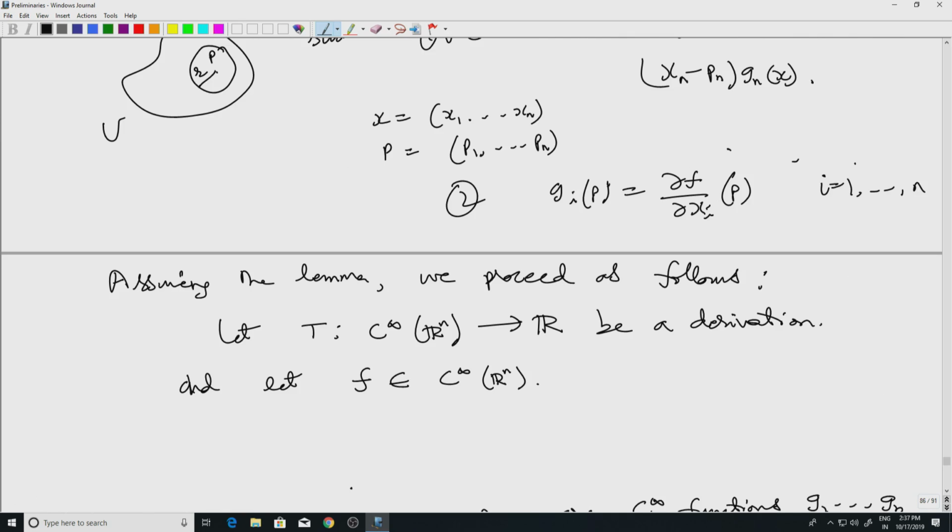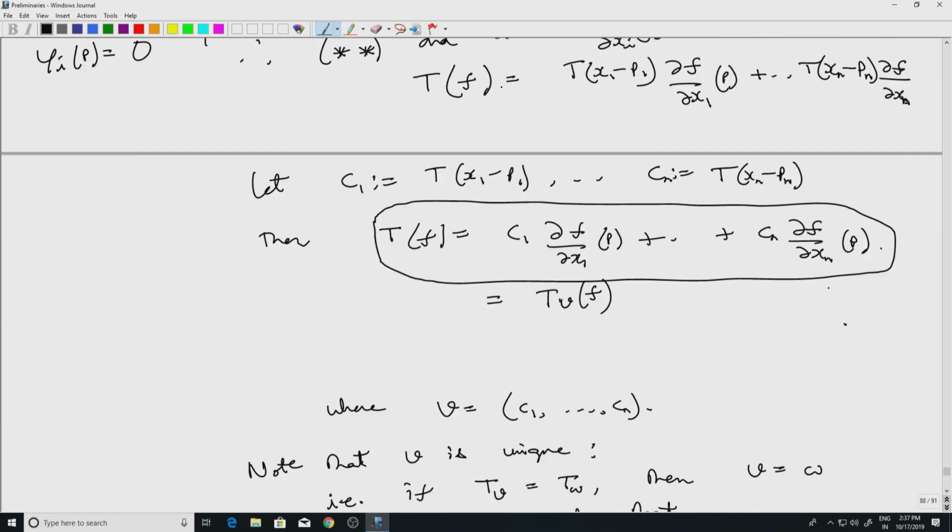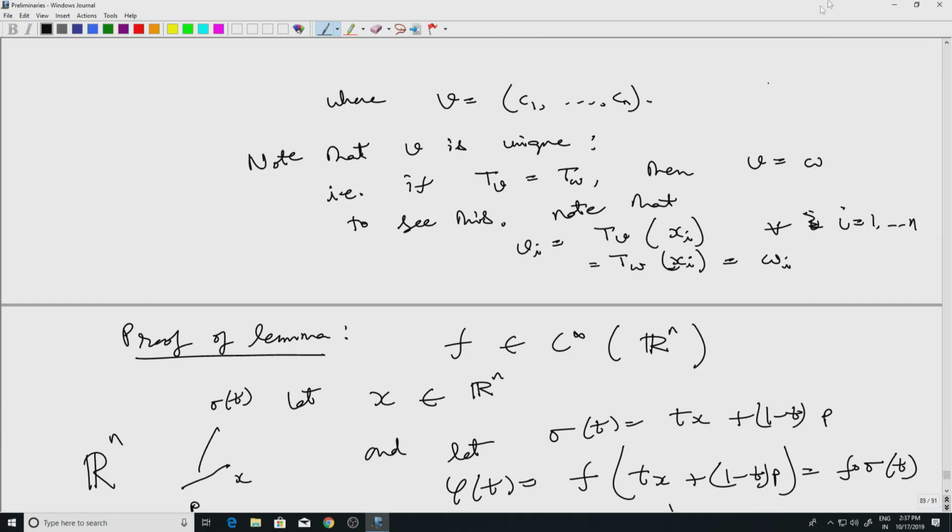We'll use this as the motivation behind defining tangent vectors as derivations on manifolds. So we'll stop here. In the next class, I'll show how all this can be transferred to a manifold.